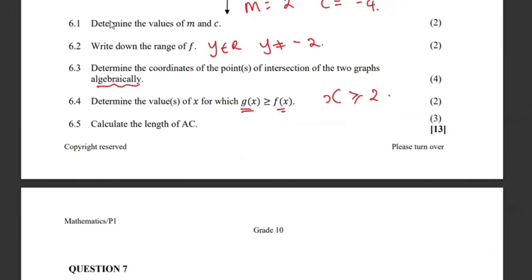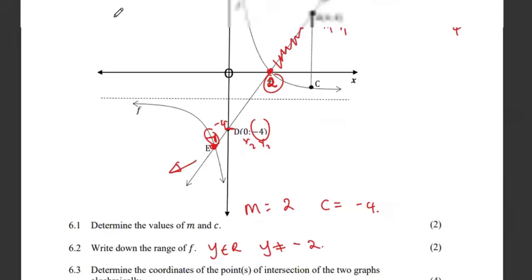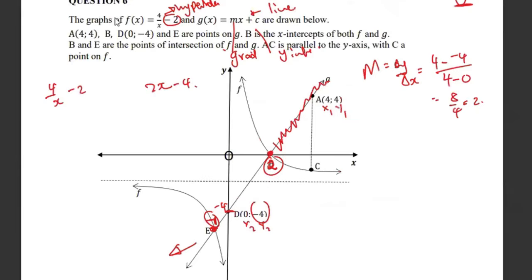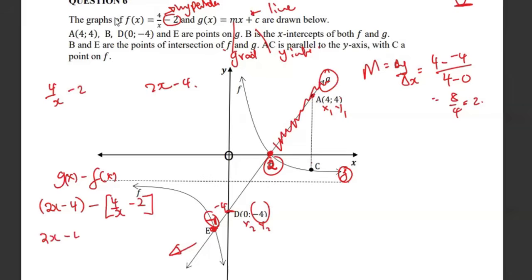And then they want the length of AC. Now for us to get the distance between the graphs, the graph at this point AC that is above is g, and f is below. So we're going to get g of x minus f of x. g of x is 2x minus 4. We are subtracting f of x, which is 4 over x plus 2. We don't need to simplify this.